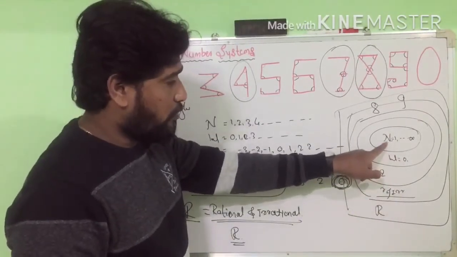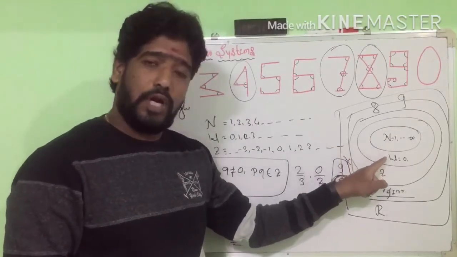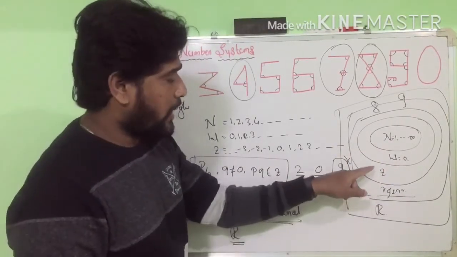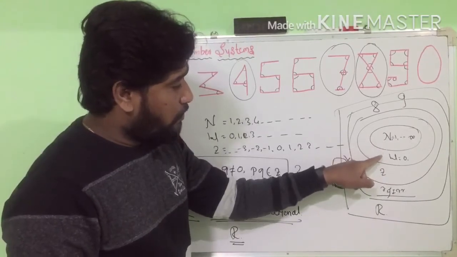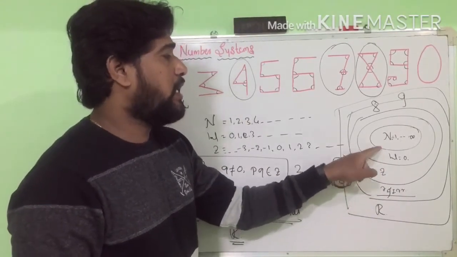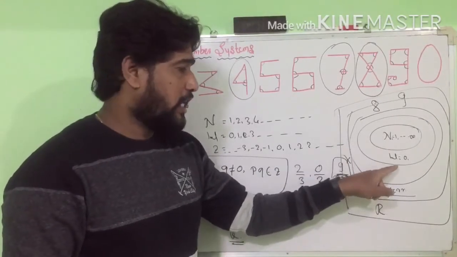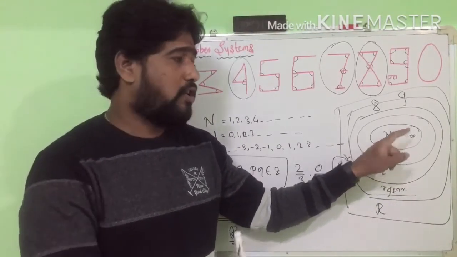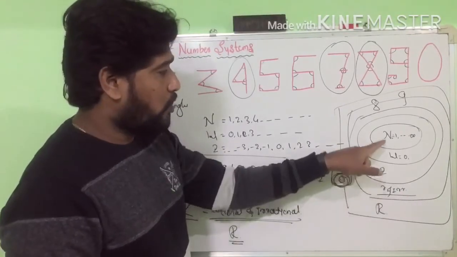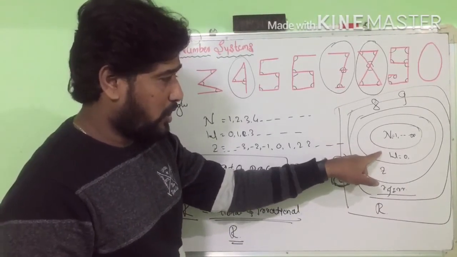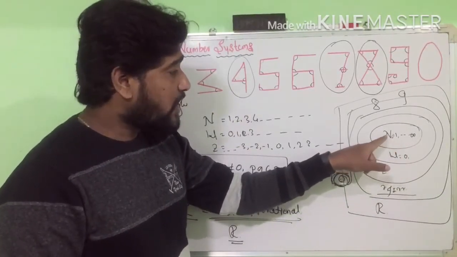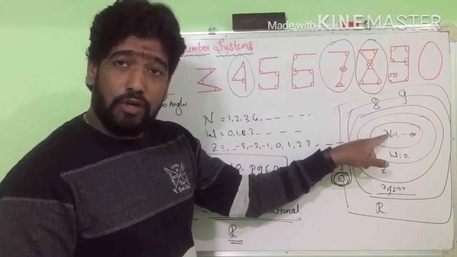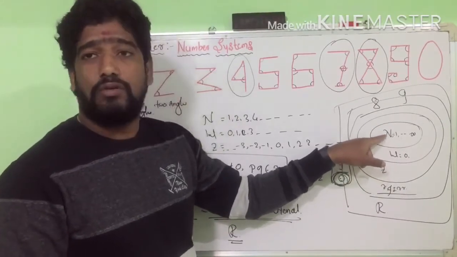See here, every natural number is a whole number, but all whole numbers are not natural numbers because natural numbers are a subset of whole numbers, right? And next one, all natural and whole numbers are integers, but all integers are not natural and whole numbers, because in integers there are negative numbers. In whole numbers there are no negative numbers, and in natural numbers also there are no negative numbers, right? All natural numbers are whole numbers because the whole numbers contain all natural numbers, but the natural numbers do not contain the whole numbers because there is no 0. So all whole numbers are not natural numbers because whole numbers have 0, natural numbers have no 0. Is it clear?